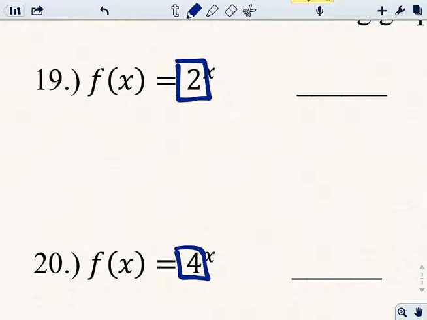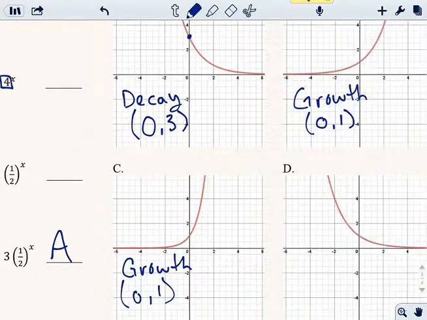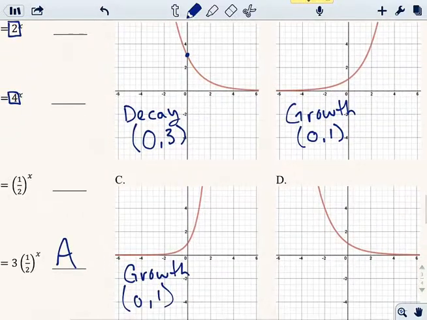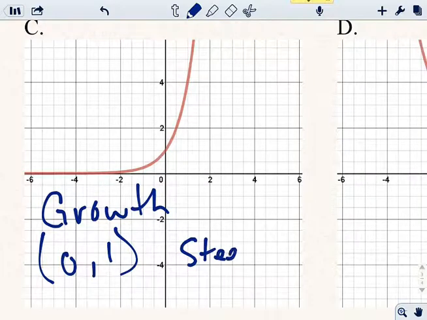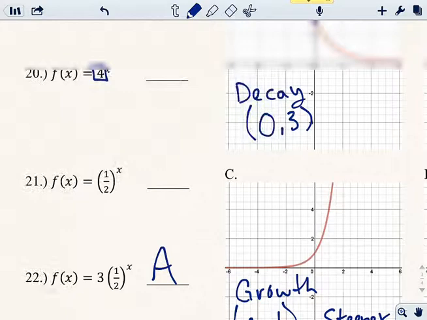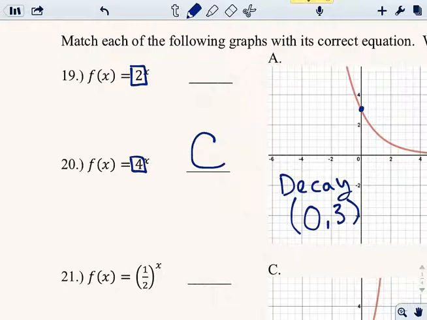Now remember our rule says that as the growth rate increases, the steepness also increases for growth functions. And so when I look at B and C, I want to figure out which one is steeper. And it looks pretty obvious to me that C is the steeper of the graphs. So I think about C is steeper, which one is bigger for the growth rate. So 4 is my larger growth rate, so that must be C, and this one must be B.